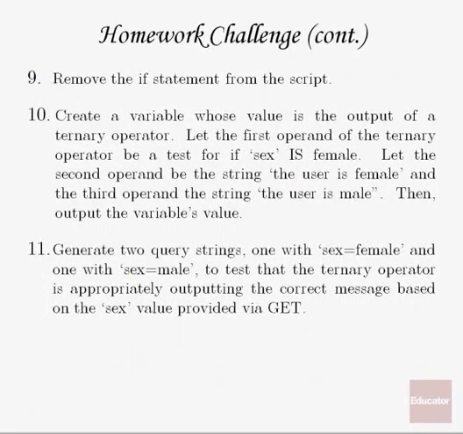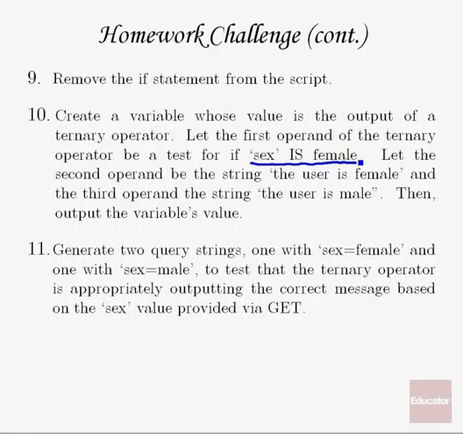Then I want you to just go ahead and remove the if statement from the script, and we're going to get a little practice with the ternary operator. Basically, I want you to create a variable that's the output of a ternary operation, where the first operand is going to be a test to see if the sex is female. If the sex variable provided by GET is female, it's going to set the variable value to user is female. If it's not, it's going to set the variable value to user is false.